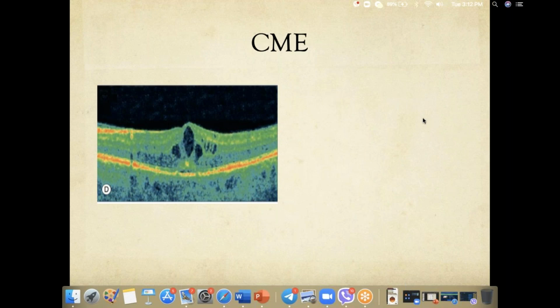Yes, since the fovea seems to be involved more, his central vision will definitely be poor. And as you said, he will have some difficulty in the central vision, especially about the central vision.